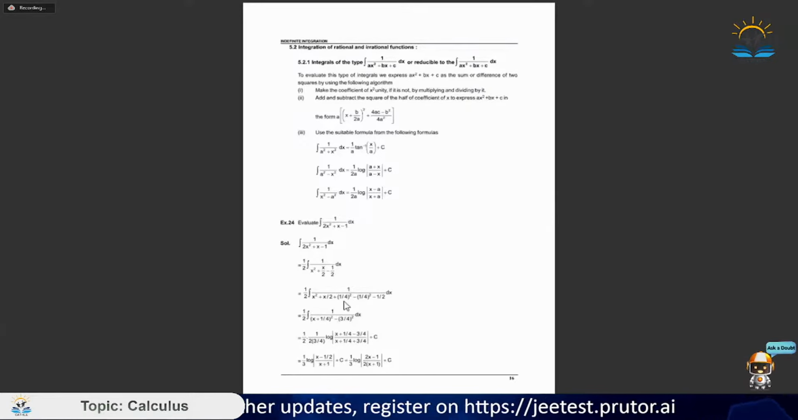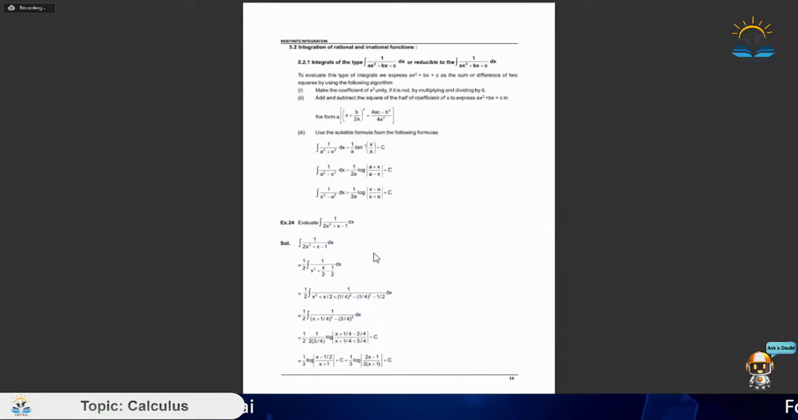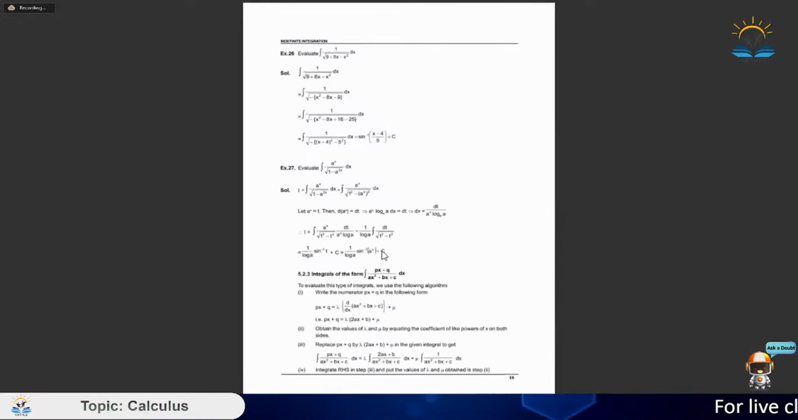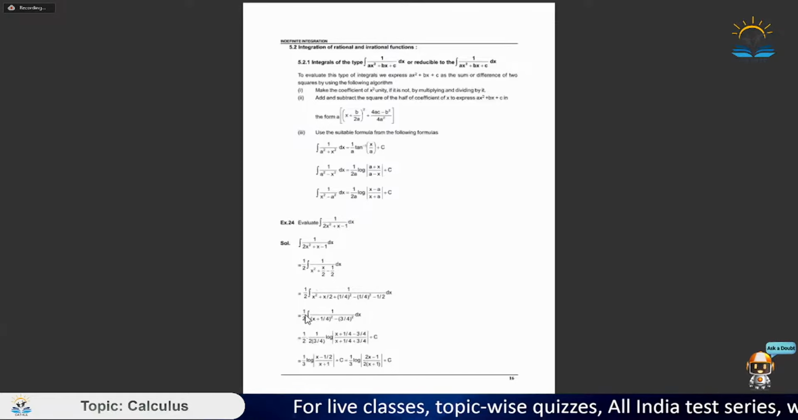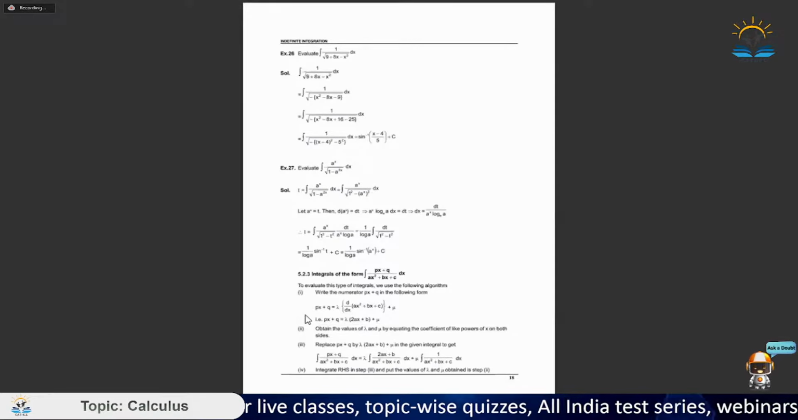And for this function 1 by x square minus a square, we have learned the integration, that this integration is log of x minus a upon x plus a. Now let us move to the next form. We will have to practice these questions to know how to convert these quadratics into a quadratic of the form x square minus a square, or x square plus a square, or a square minus x square. So this we can do easily.